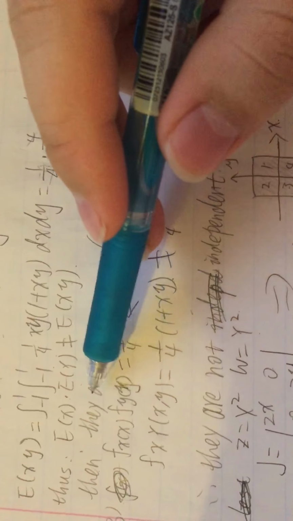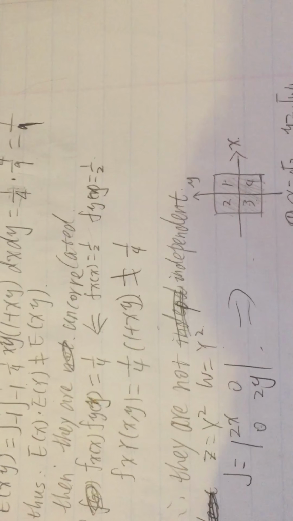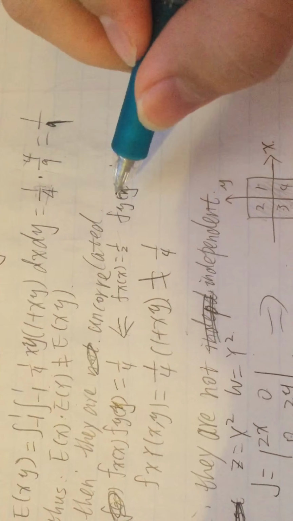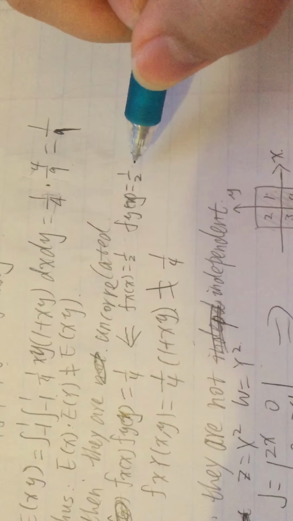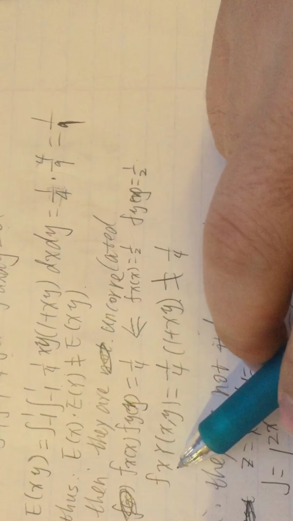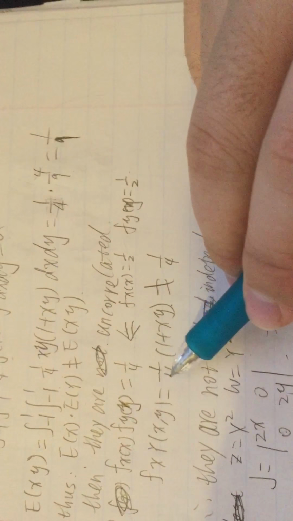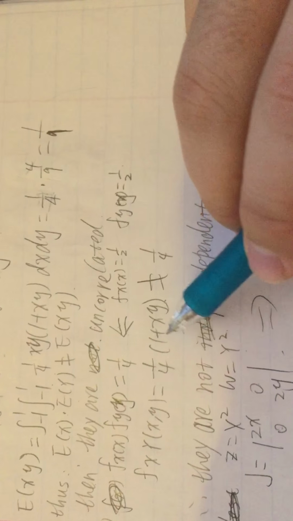Here we go. For f_X times f_Y, equal to 1 over 4, because we know f_X of x is 1 over 2, and f_Y of y equal to 1 over 2. Then we need to find f_XY of x and y, which is 1 over 2 times (1 plus xy), which cannot equal 1 over 4. So they are not independent.